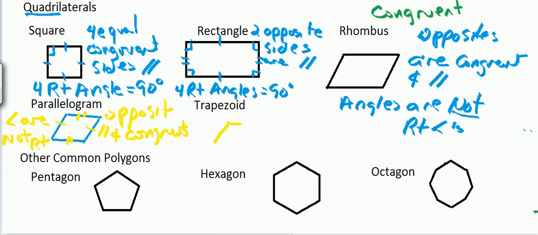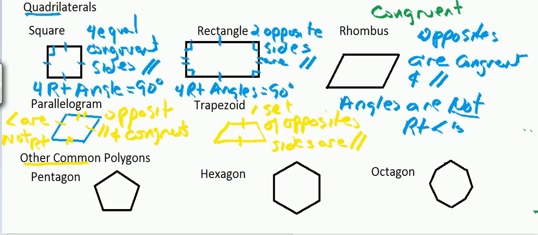A trapezoid has just one set of parallel lines, so one set of opposite sides are parallel. That's about all you can say about a trapezoid, because the other opposite sides are not parallel, and none of the sides need to be congruent.